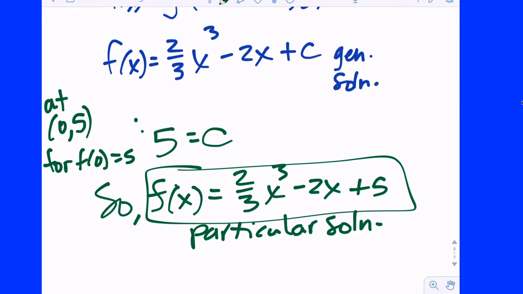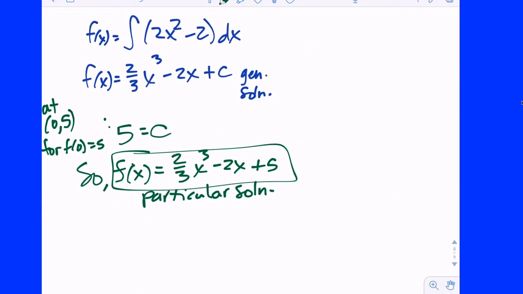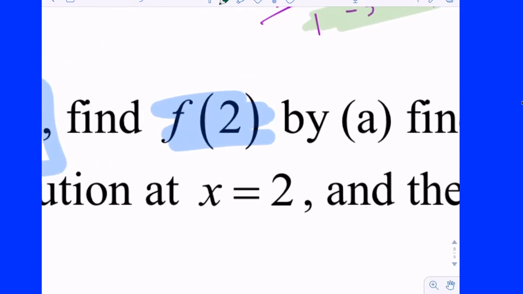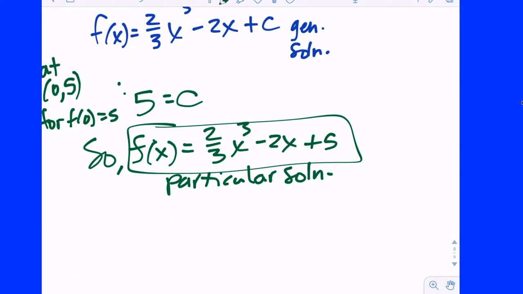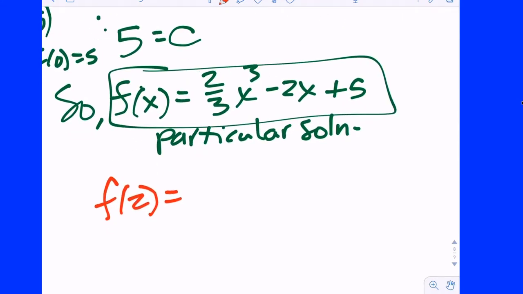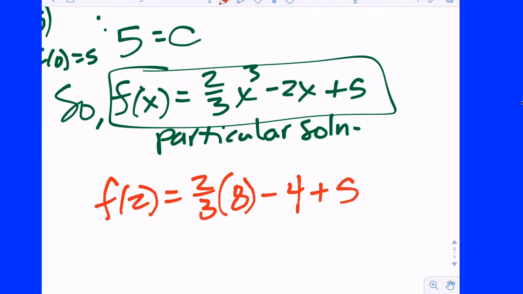And now that I have the particular solution, I can evaluate that cubic polynomial at any value you want me to. Well, I got to do what this one wants me to do first. So you're second in line. F of 2, no problem. I'll just communicate that by writing f of 2 on the left because I know that's important. And here we go. We plug it in at 2, and we get 2/3 times 2 cubed, which is 8. Minus 2 times 2 is 4 plus 5. And free response, we're walking away.